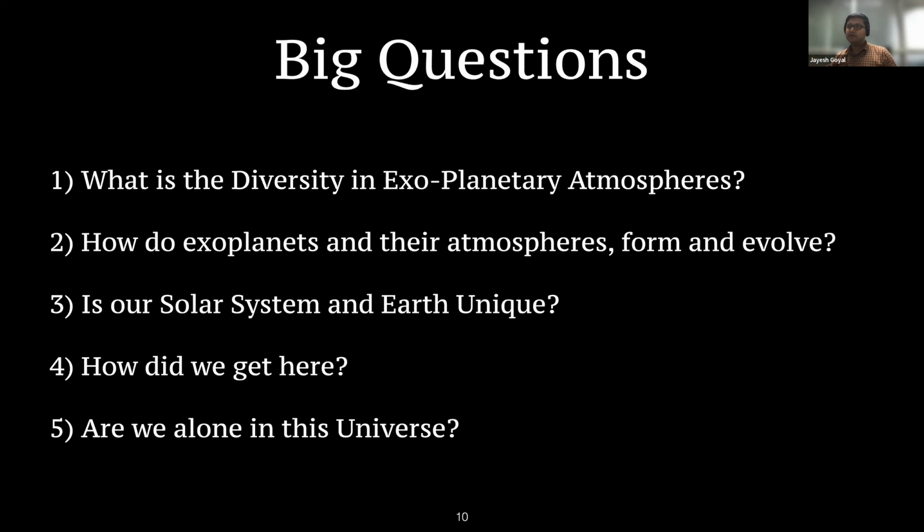Once we got the first detection of an exoplanet atmosphere, everyone started thinking, what next? What questions can we answer? People started thinking about the big questions. What is the diversity in exoplanetary atmospheres? What are the different exoplanets that exist? How do exoplanets and their atmospheres form and evolve? Is our solar system and Earth unique? How did we get here? Are we alone in this universe?